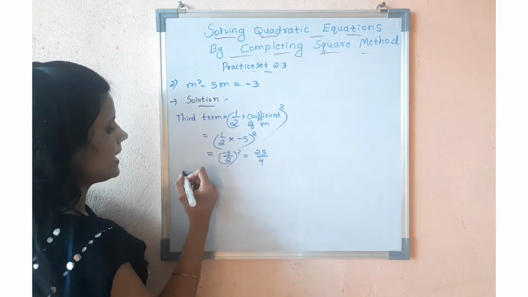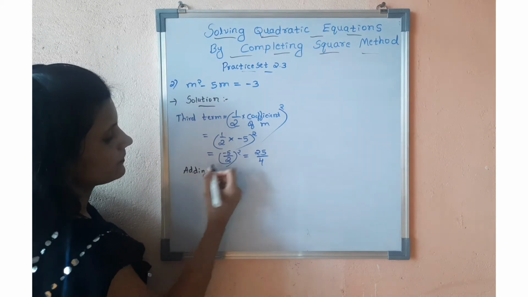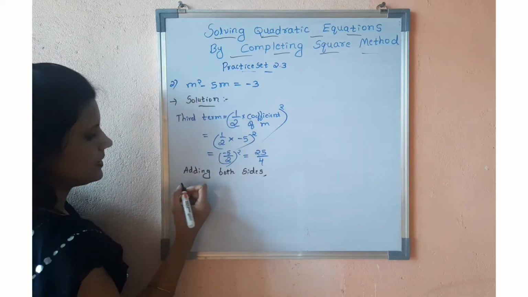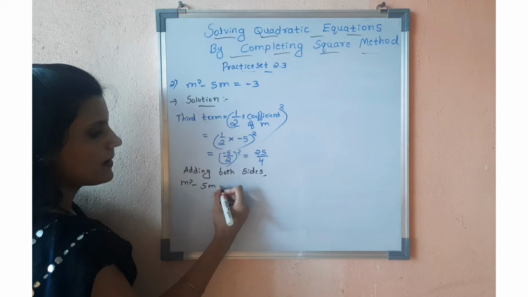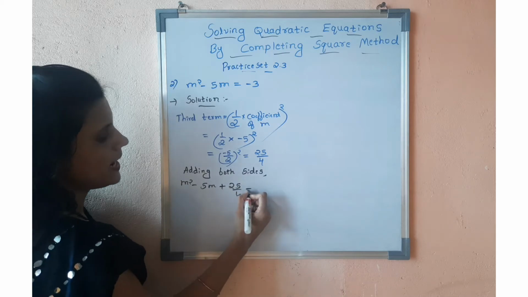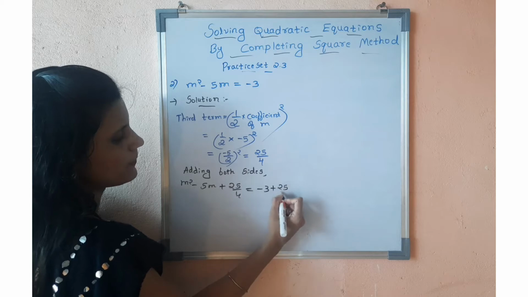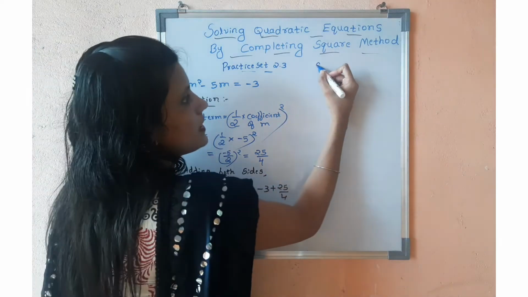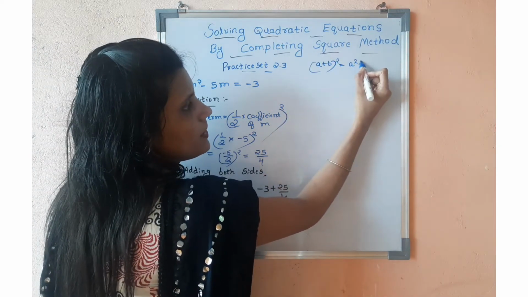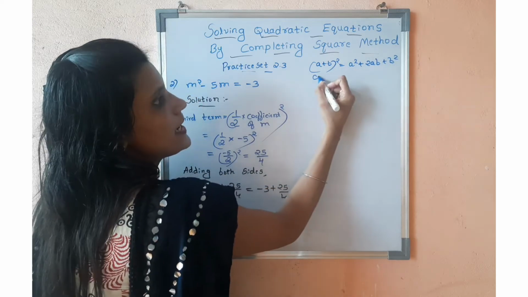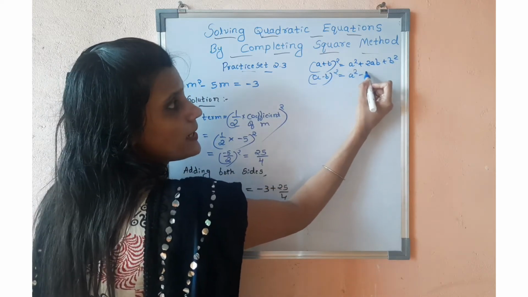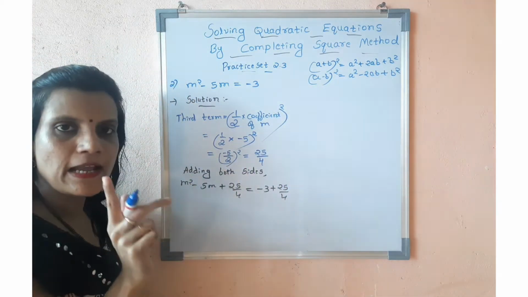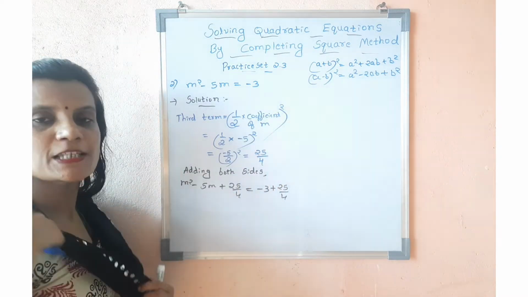Now our next step will be adding the third term on both sides. What is our equation? m square minus 5m plus 25 upon 4 is equal to minus 3 plus 25 upon 4. Now simple, I have already told you, you should know two formulas. a plus b whole square is equal to a square plus 2ab plus b square. a minus b whole square is equal to a square minus 2ab plus b square. See the symbol, here it is minus. So definitely I will go for the second formula, that is a minus b whole square.